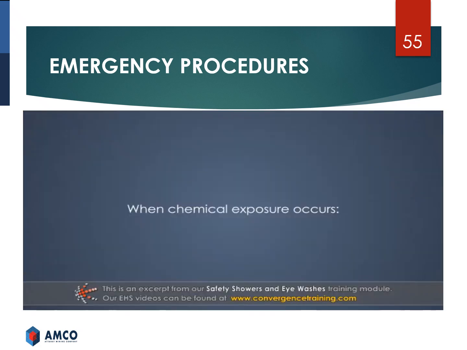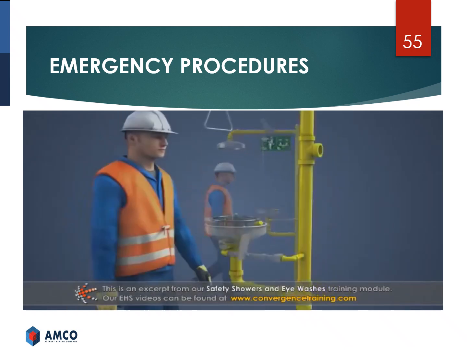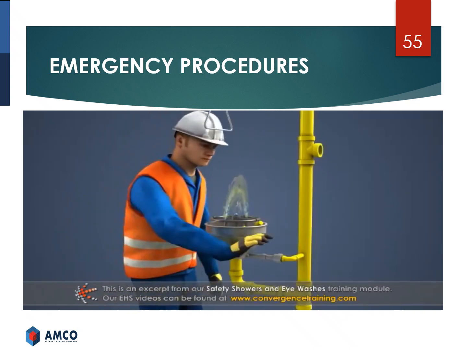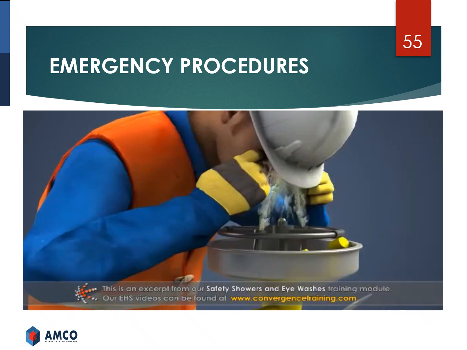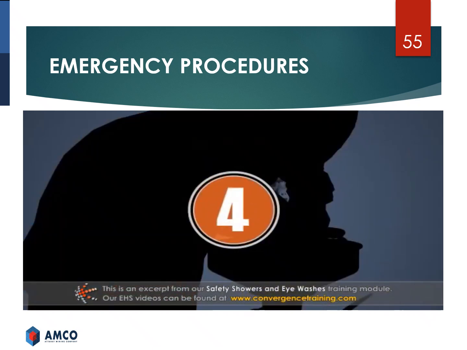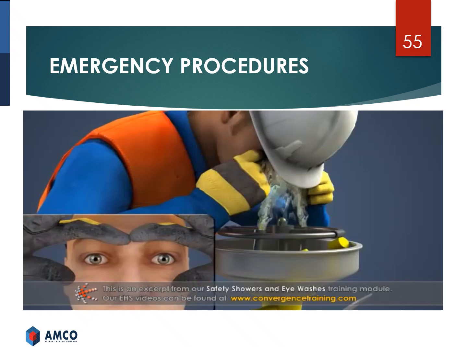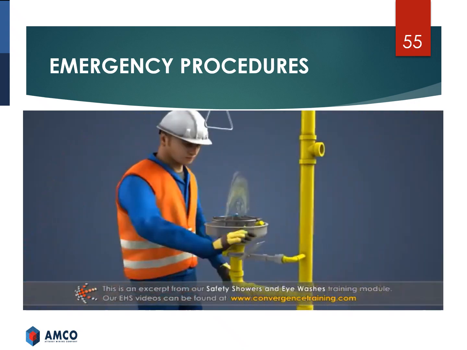When chemical exposure occurs, 1. Immediately move to an eye wash station. 2. Use either the paddles, levers, or pull lever to turn on the eye wash. 3. Hold your eyes open with your hands to ensure water reaches the eyes. 4. Flush the eyes for 15 to 60 minutes, depending on the corrosive qualities of the chemical. Be sure to keep the eyes open and rotate the eyeballs in all directions. And 5. Once flushing is complete, turn off the eye wash.